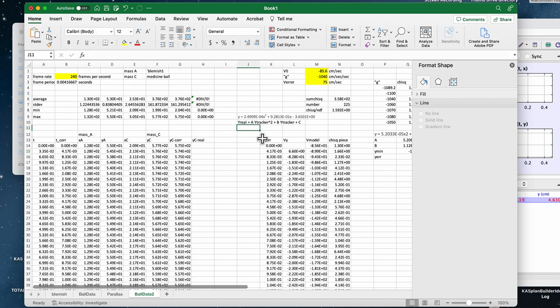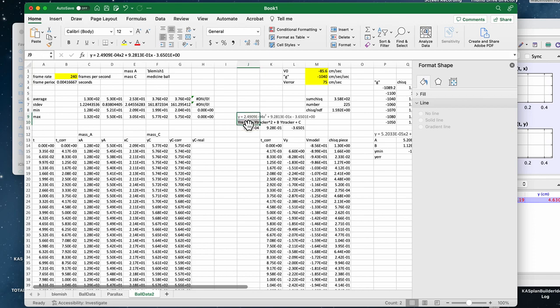so this is going to be 2.4909 e to the minus 4. This is going to be 9.2813 e to the minus 1, and this is going to be minus 3.6501. Okay, so this is our A, B, and C.